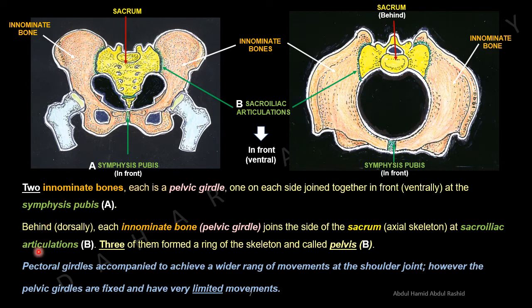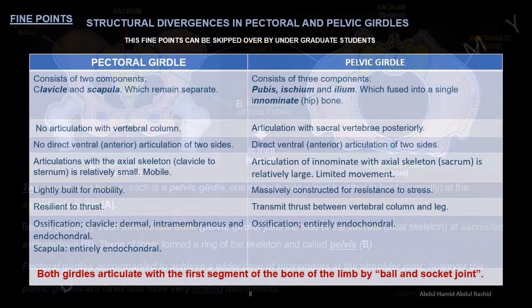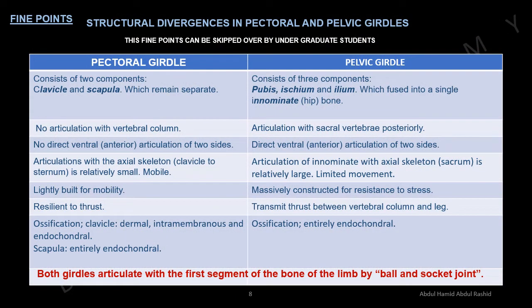As we know, pectoral girdles accompany to achieve a wider range of movements at the shoulder joint. However, in the case of pelvic girdles, the pelvic girdles are fixed and have very limited movements only. Fine points, structural divergences in pectoral and pelvic girdles. These fine points can be skipped over by undergraduate students.